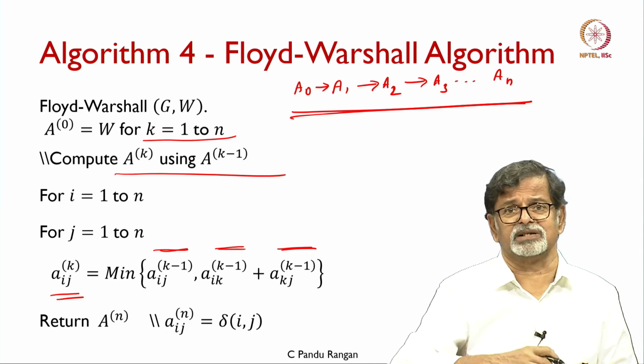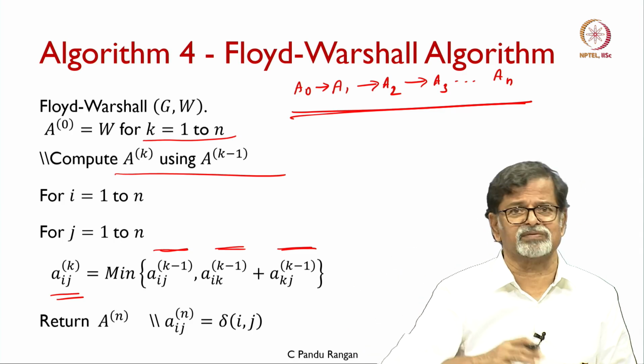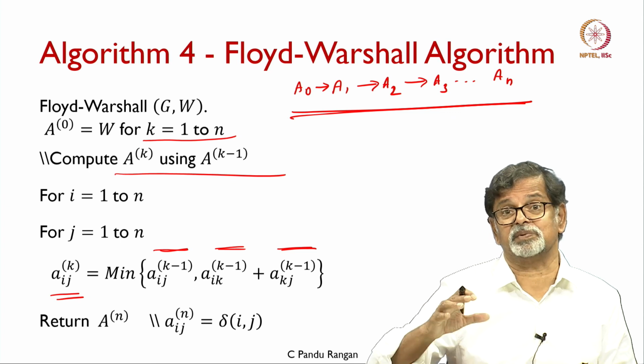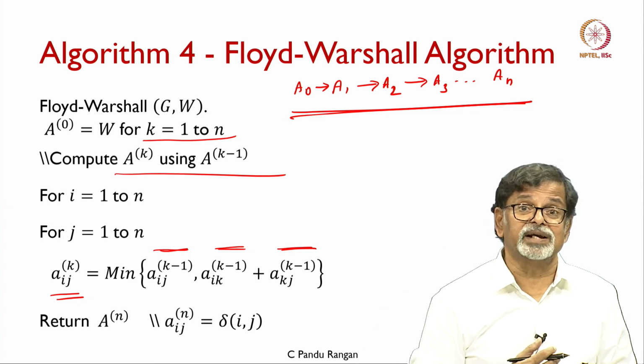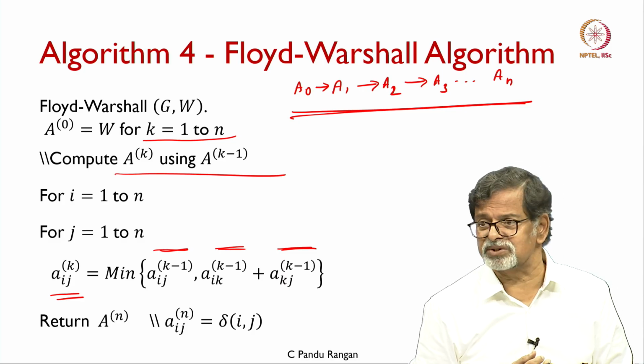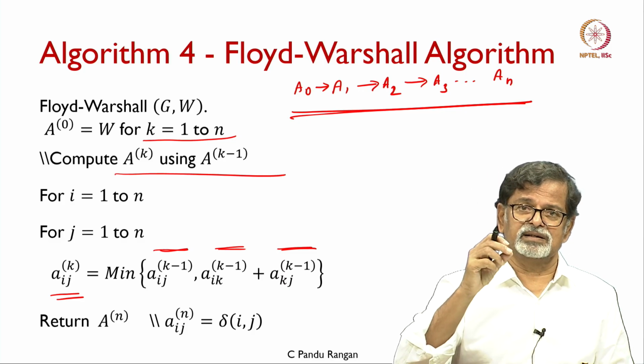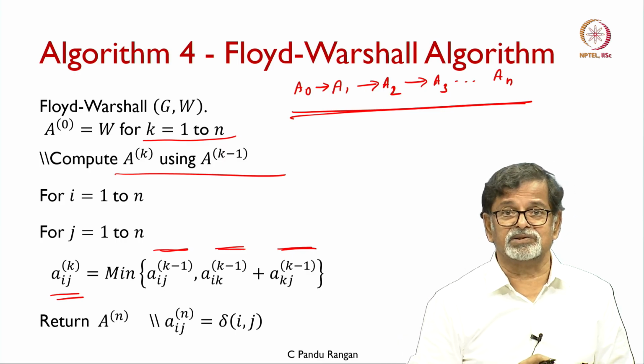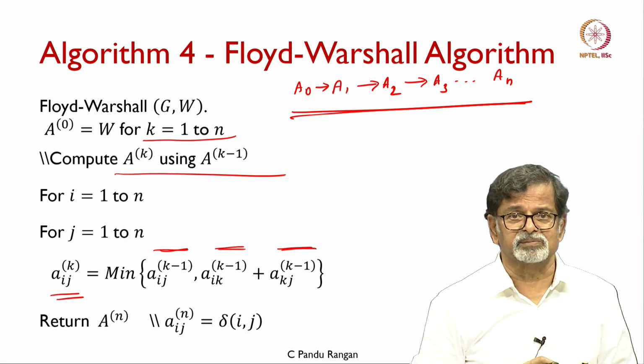In the worst case it will be the same. For the dense graph the complexity will be the same, but for a sparse graph we may take advantage of the sparsity and arrive at a clever solution, and that is what is done by Johnson's algorithm.